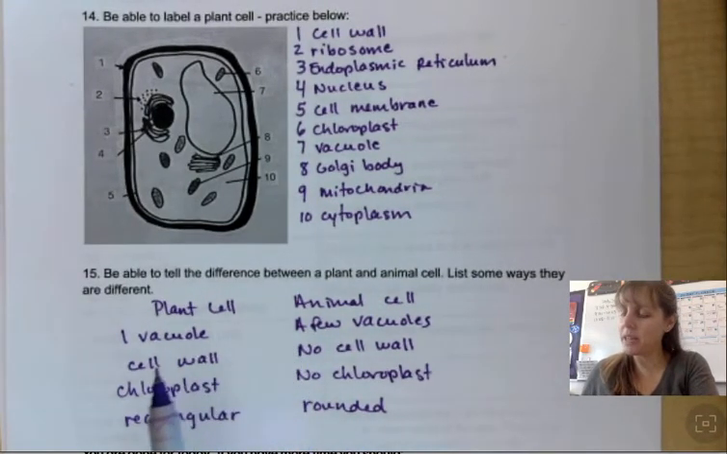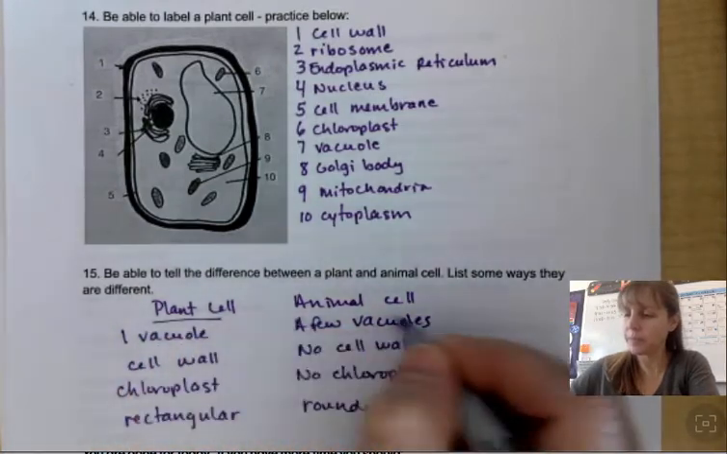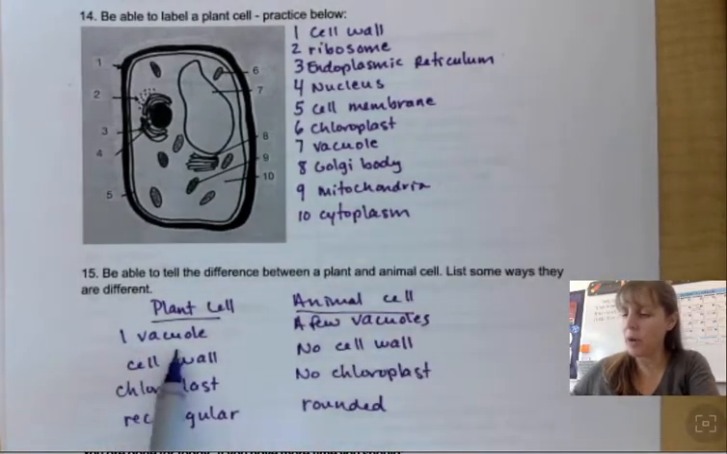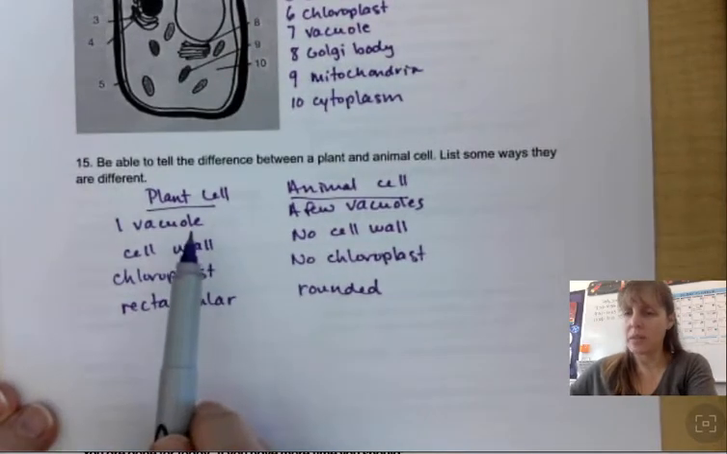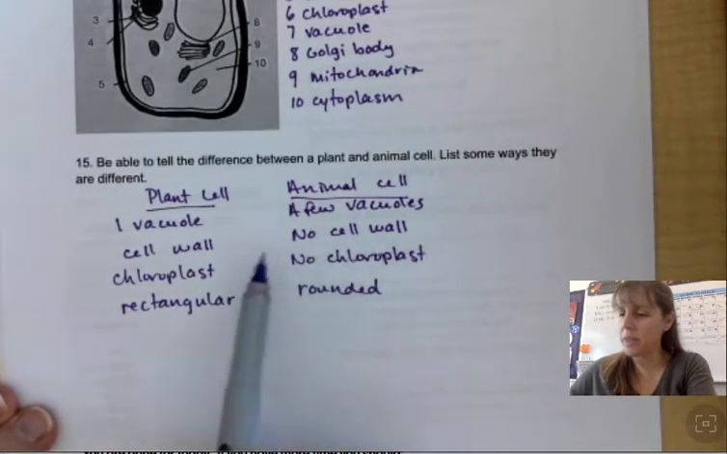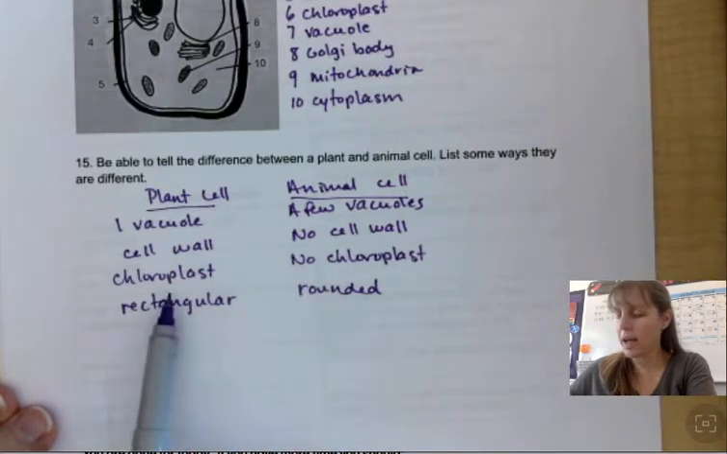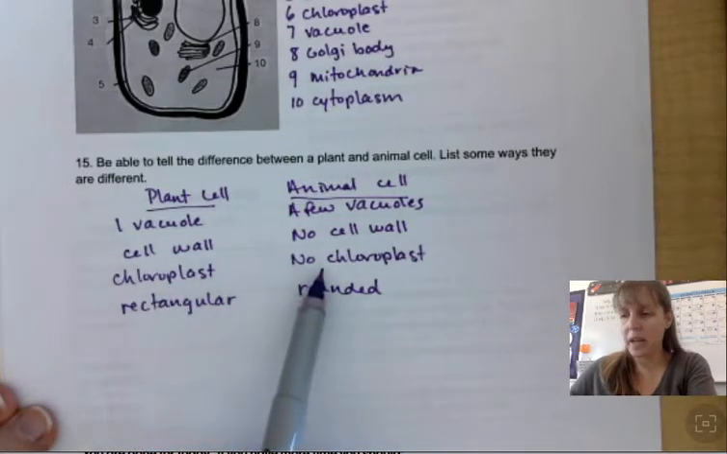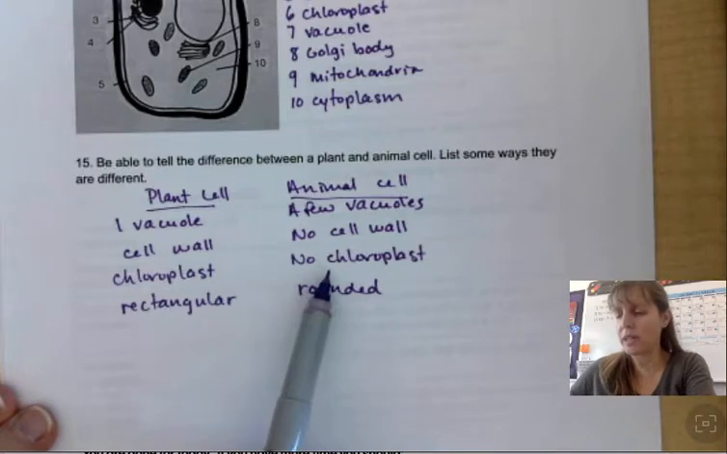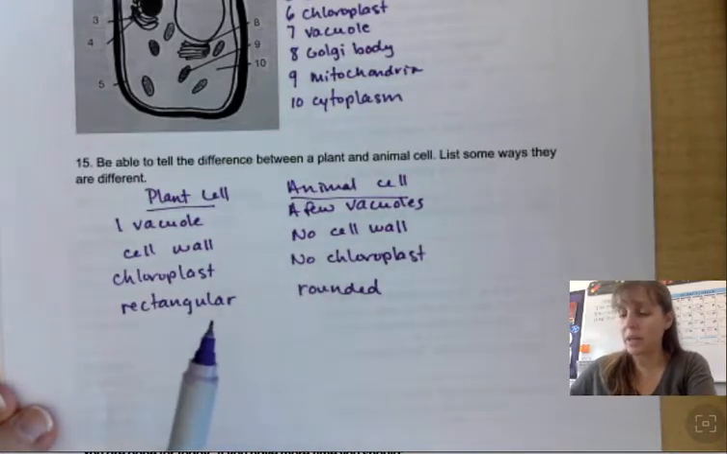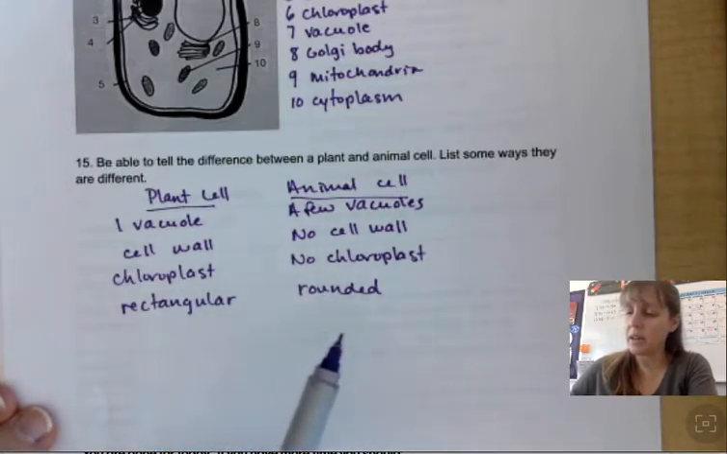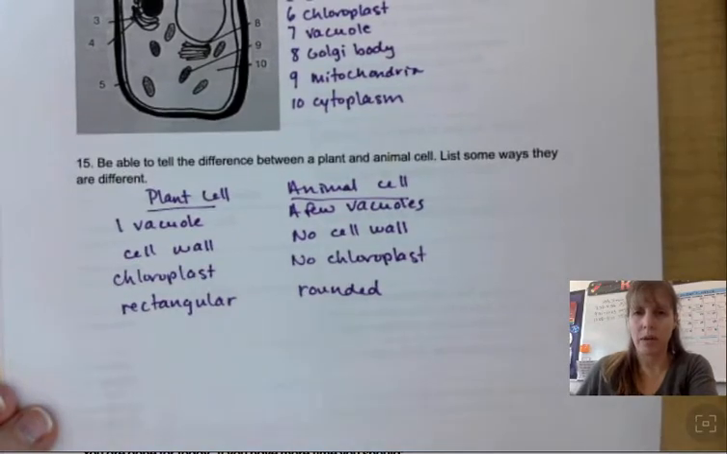All right, be able to tell the difference between a plant cell and an animal cell, list some ways that they are different. So plant cells have one vacuole. Animal cells have a few vacuoles. Plant cells have cell walls. Animal cells do not. Chloroplasts are in plant cells. Animal cells don't have chloroplasts. They do have lysosomes, though, and plant cells don't. Plant cells are rectangular, and animal cells are rounded.